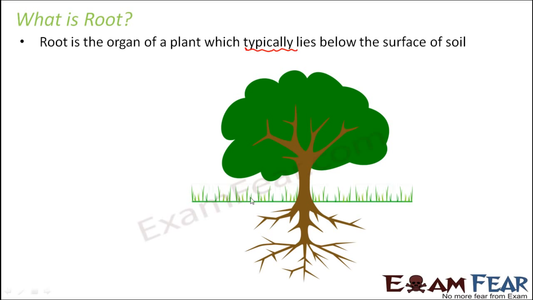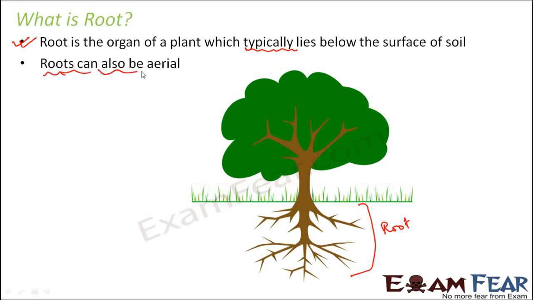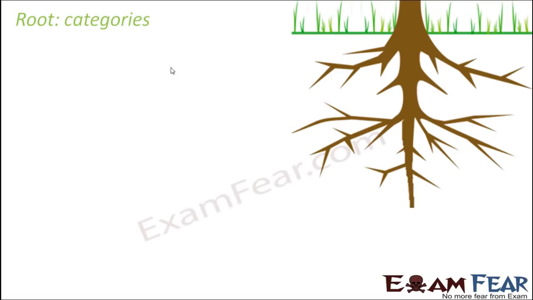So here in this picture you can actually see these are the roots. So this is my root. Now again, as I said, since I started my definition like this, it becomes very important to mention that roots can be aerial as well. It is not necessary that it always has to be underground. In some cases, it can also be present above the soil. So we will talk about them in detail very soon.